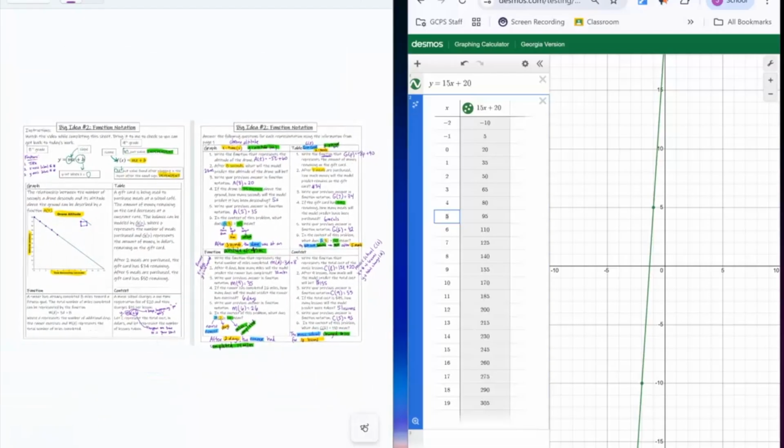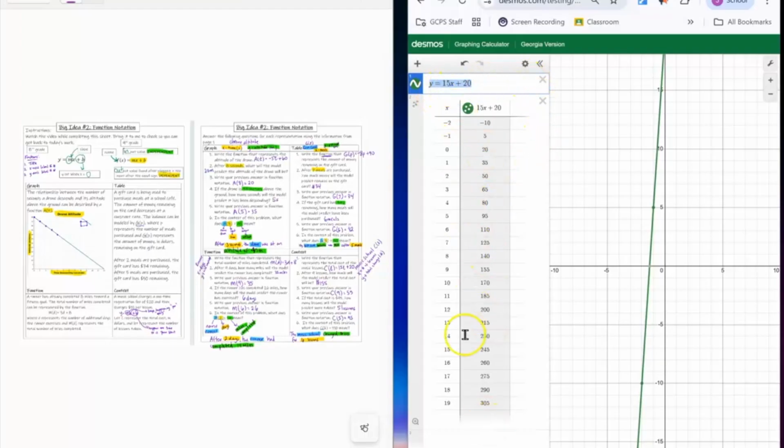So it doesn't matter what the question is. You're putting in the calculator, making an equation, because it's Y equals, making that a table so you can see all the values, and then answering whatever question they ask you. Let's practice.